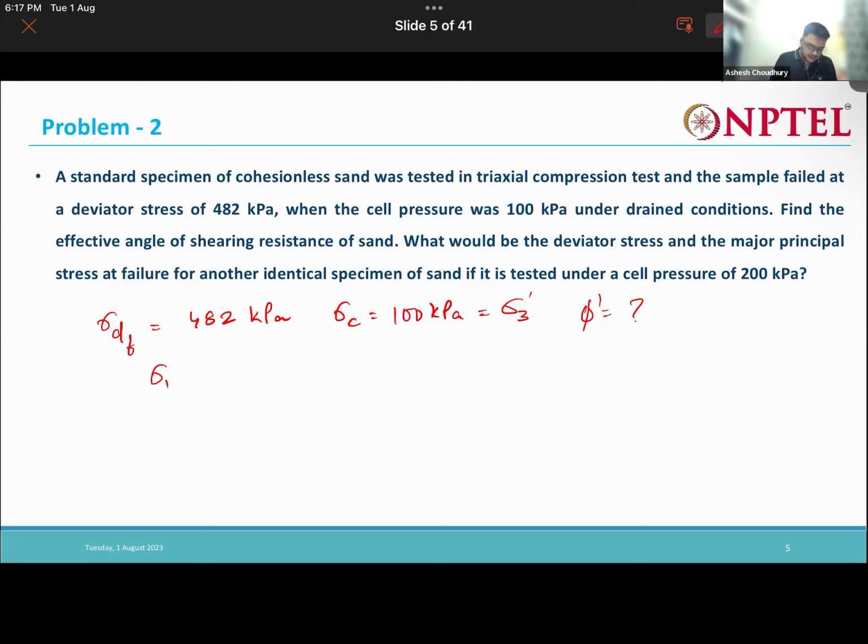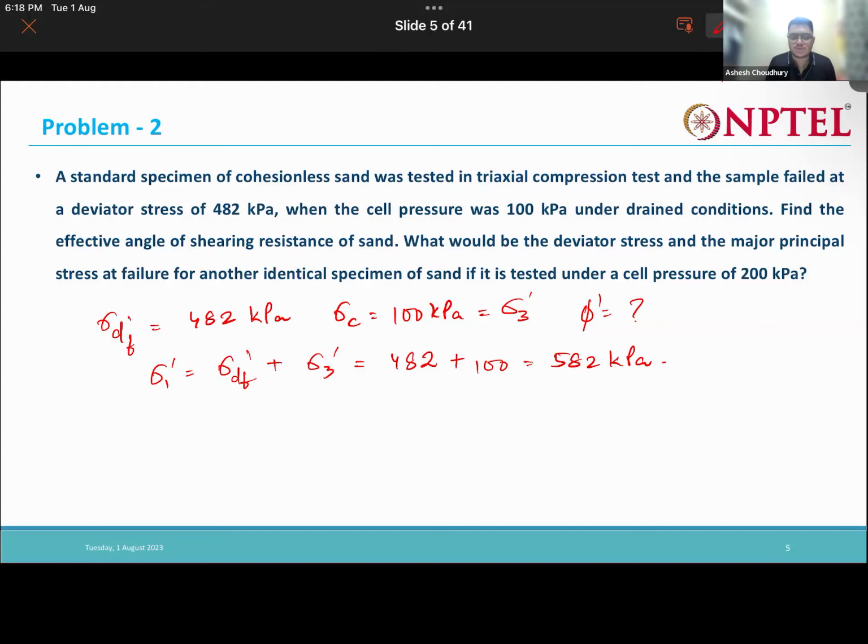Now, what is my major principal stress? It is nothing but deviator stress plus sigma 3. It's nothing but 482 plus 100, 582 kPa. Now we need to find out phi, right?